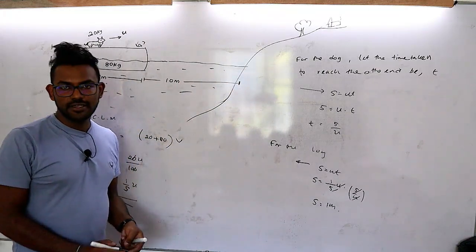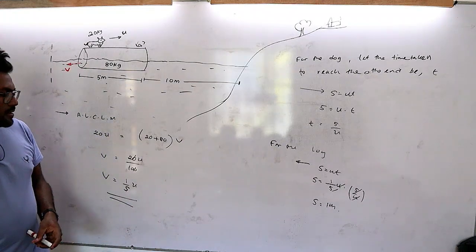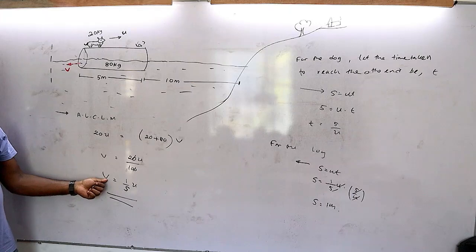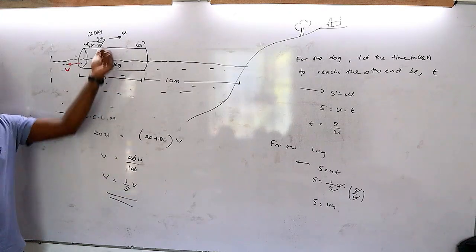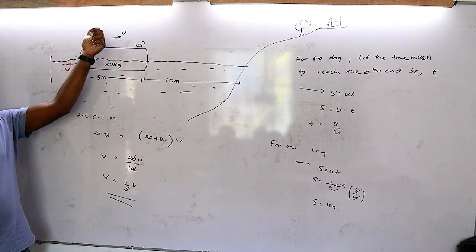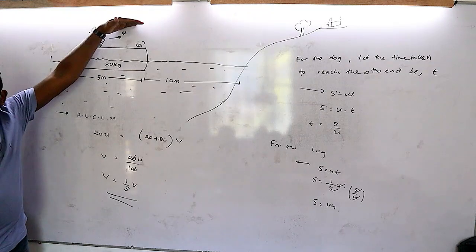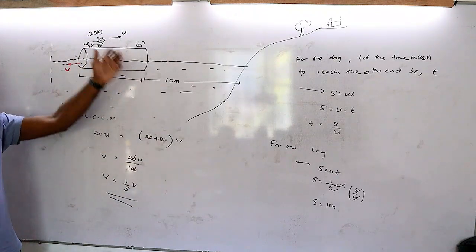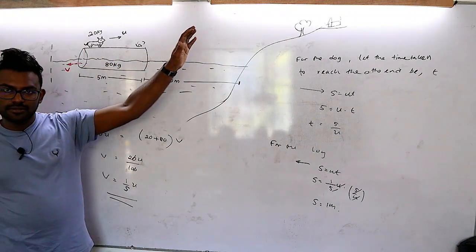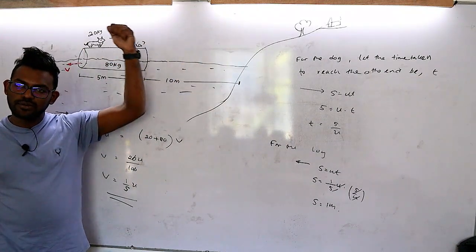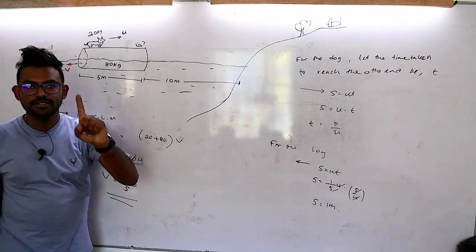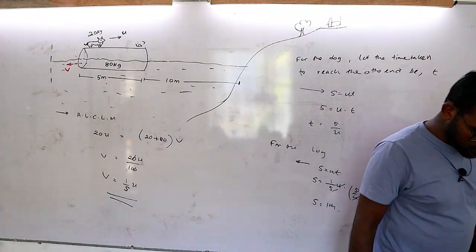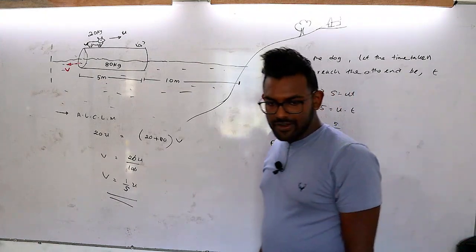Or else, what's the easiest way? Well, you can see here the velocity of the log is 1/5 of the velocity of the dog. The velocity of the dog is u, the velocity of the log is 1/5 of that value. So if the dog goes 5 meters, how far should the log go? 1/5 of it, which is just 1 meter. You can write it like that as well.